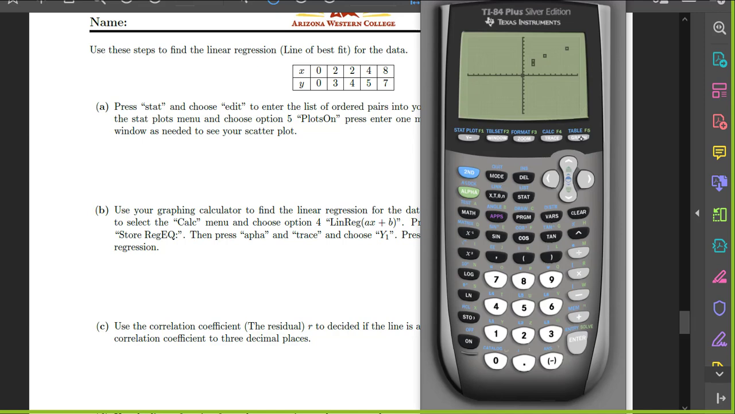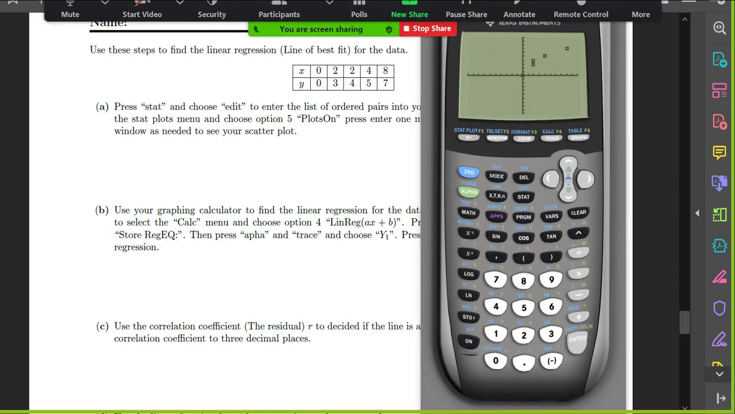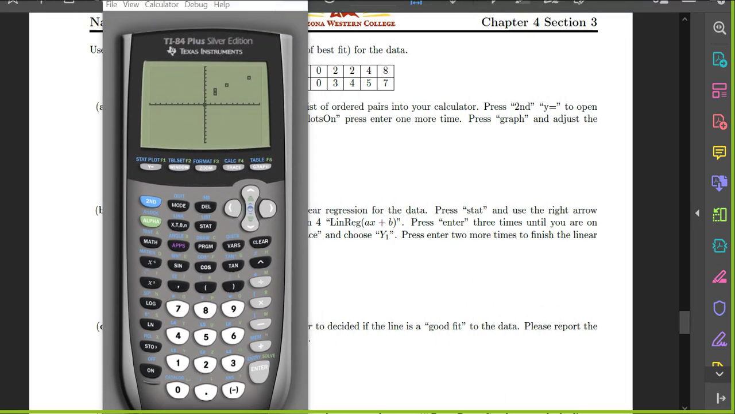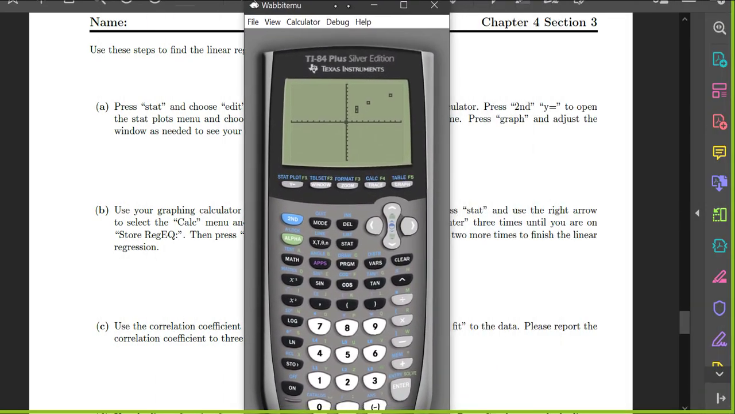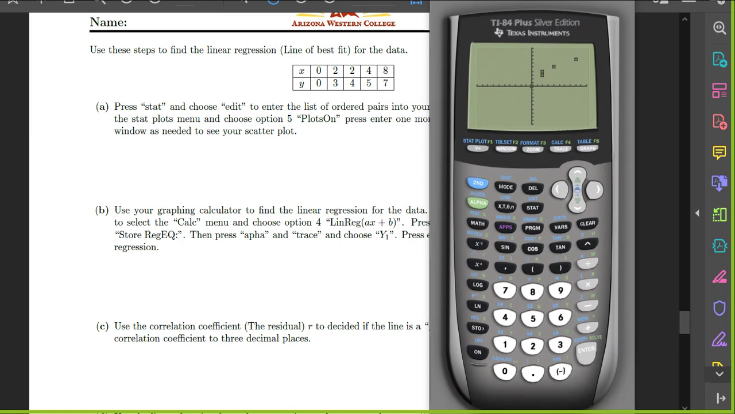So we look at it and we're like, it's pretty linear looking. So we're going to say thumbs up. Yeah, this data is pretty linear. We've got a nice scatter plot. So now we move on to B, and it says use your graphing calculator to find the linear regression for the data set. So to do this, we are going to press stats, and then we use our right arrow.